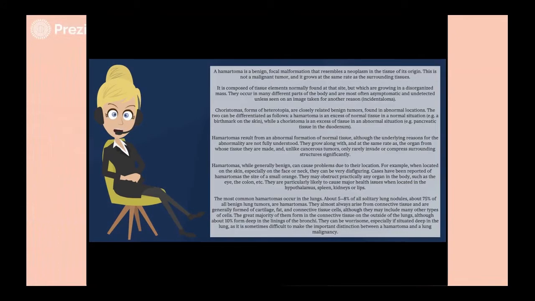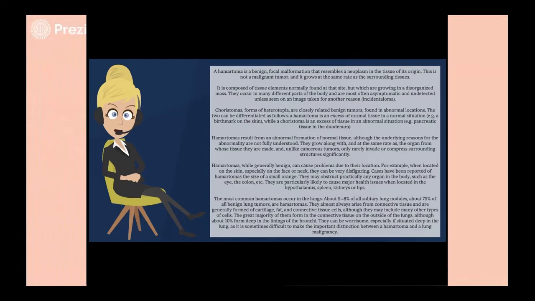A hamartoma is a benign, focal malformation that resembles a neoplasm in the tissue of its origin. This is not a malignant tumor, and it grows at the same rate as the surrounding tissues. It is composed of tissue elements normally found at that site, but which are growing in a disorganized mass. They occur in many different parts of the body and are most often asymptomatic and undetected unless seen on an image taken for another reason.